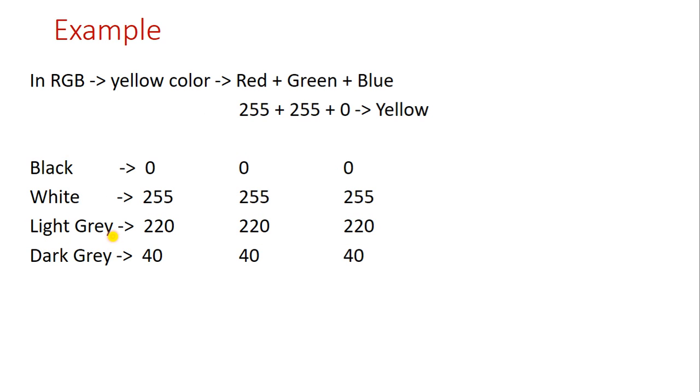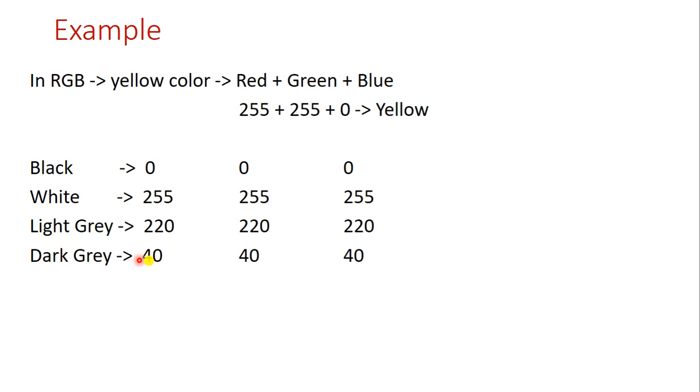For darkness, we will decrease the intensity of the pixel to 40, 40, 40. Compared to light gray, we have decreased it to the dark gray pixel. So 220 is greater than 40. Here we have decreased the pixel's intensity.